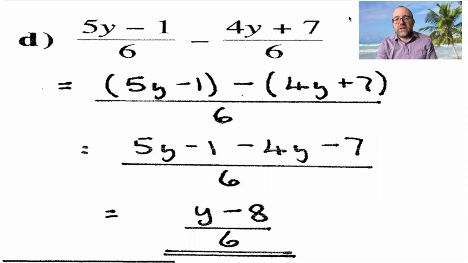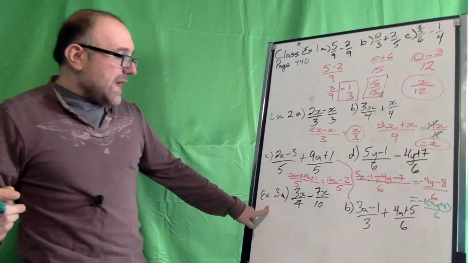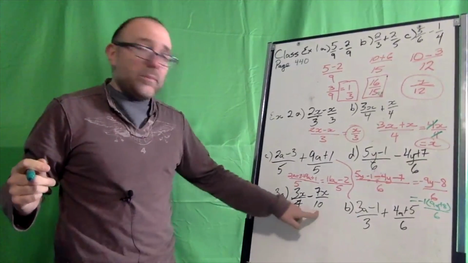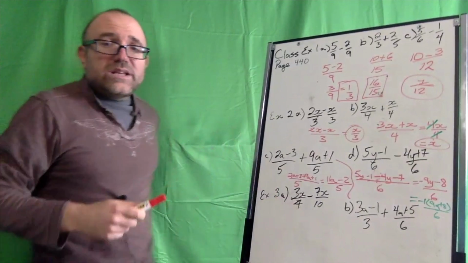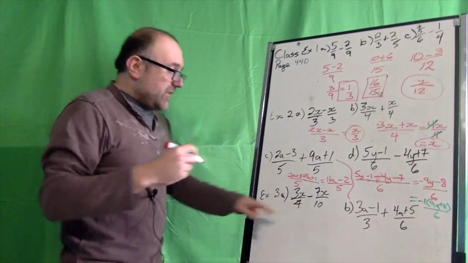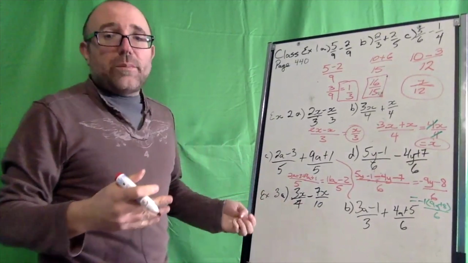y minus 8 over 6. Now, going on to example 3a, now we're dealing with not the same common denominator, so you have to figure out the common denominator in that case. So when you're dealing with this part, first thing, find the common denominator. 20 would be the common denominator in this case.